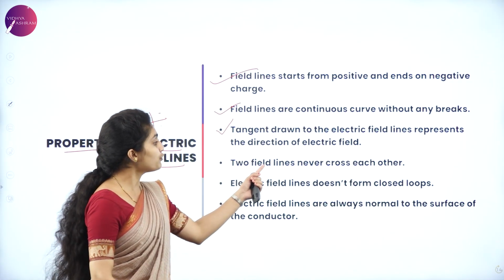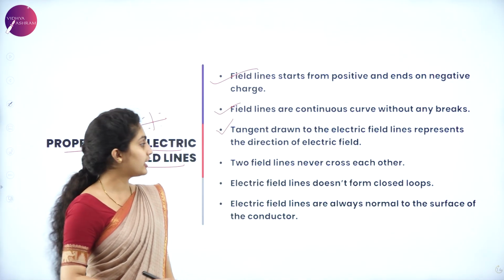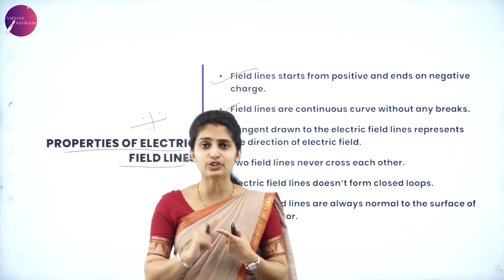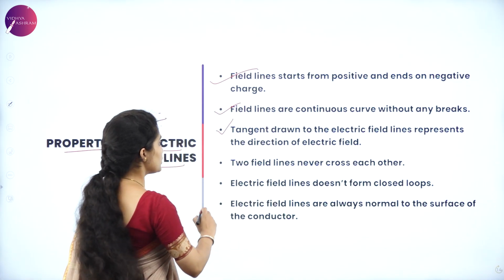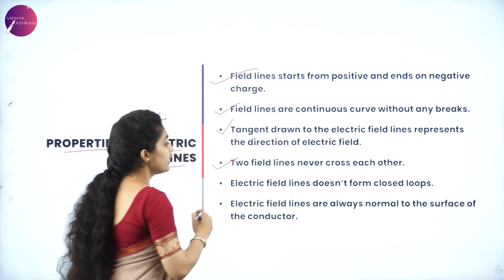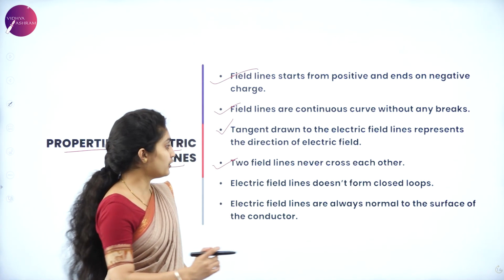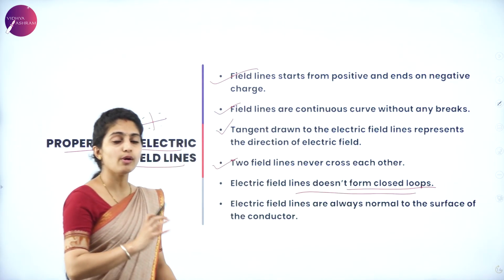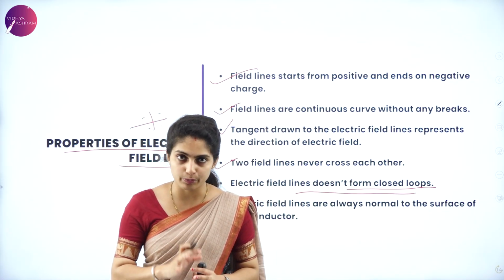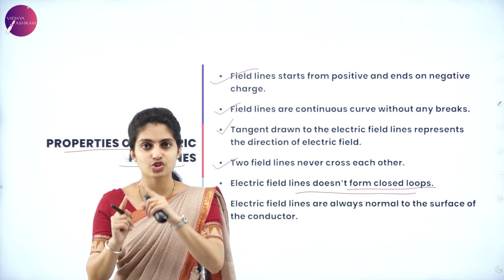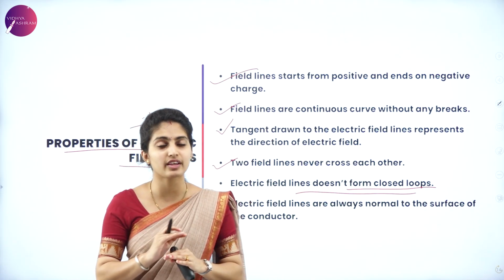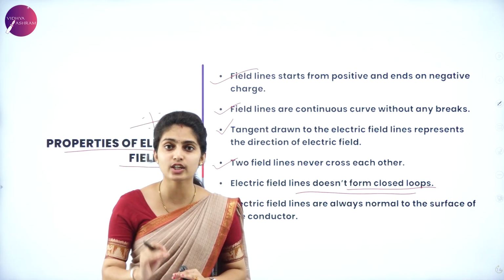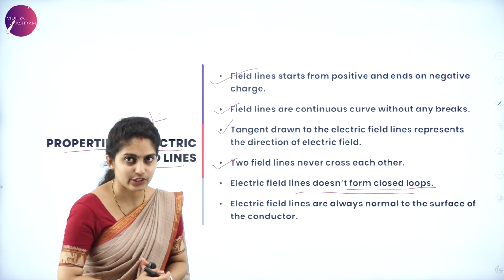Next is that two field lines never cross each other. There is never any crossing of two fields with each other. So that will be your fourth point. Fifth point is that it doesn't form any closed loop. Electric field doesn't form any closed loop. It just connects one charge to the other charge, but there is no formation of any closed loop in the case of electric field lines.